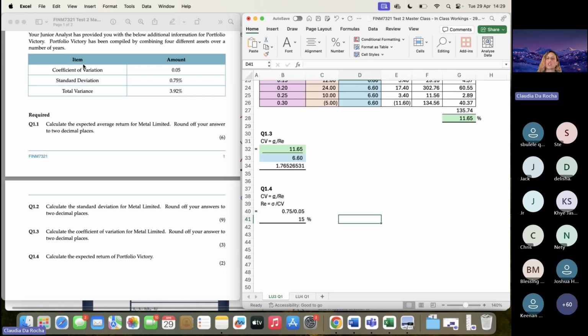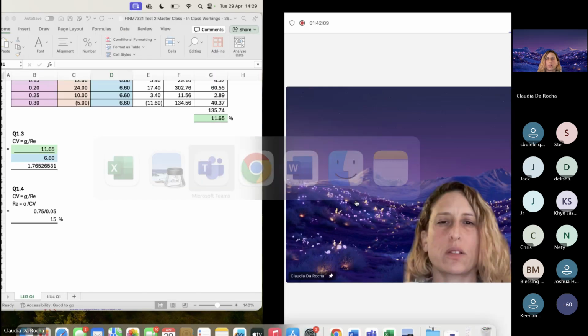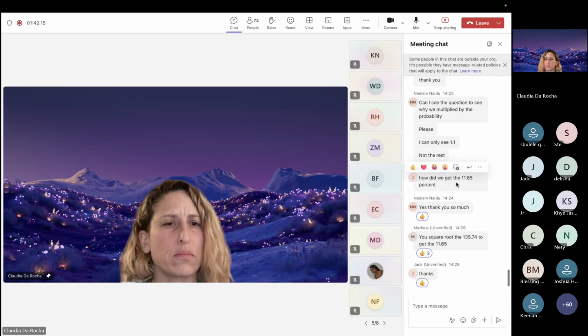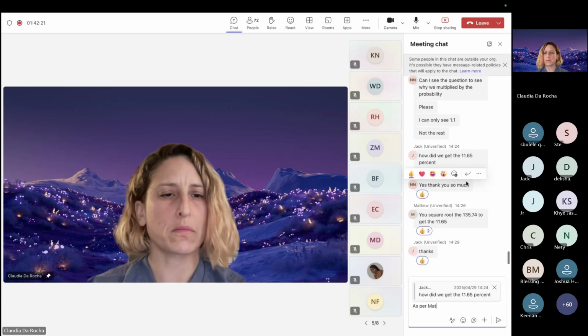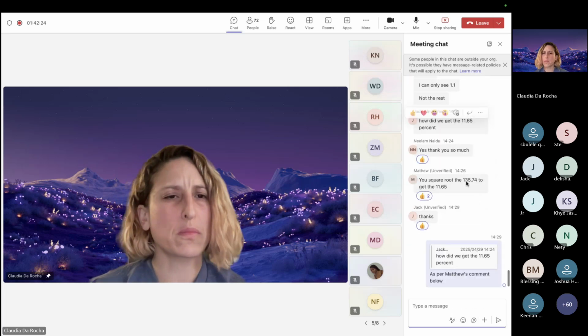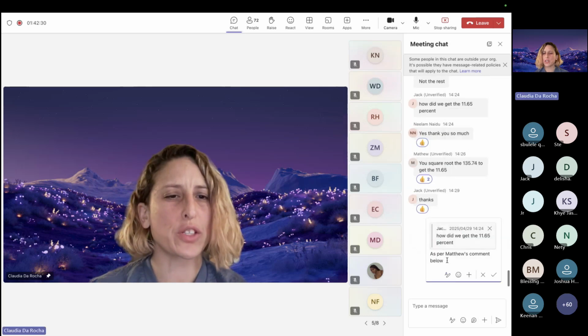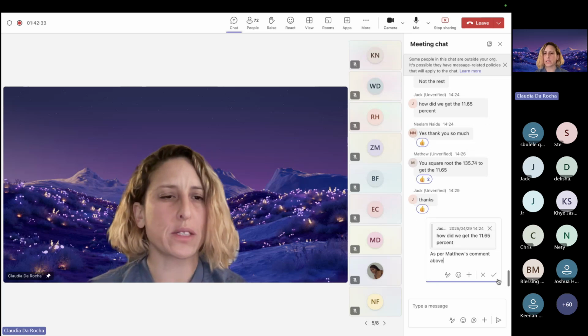Okay, so this last question is based on this specific part. That's our portfolio. It's just showing how you can be asked to calculate expected return on a portfolio in a different way, using your coefficient of variation formula and manipulating it. Okay, so I'm just going to check if there are any questions. All right, so it looks like there are no other questions. We're going to move on to our next question.